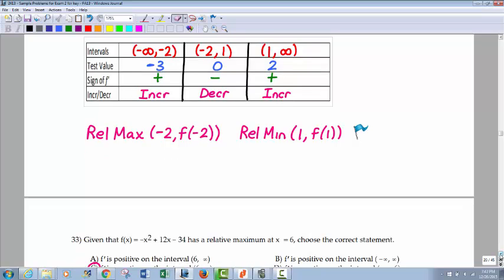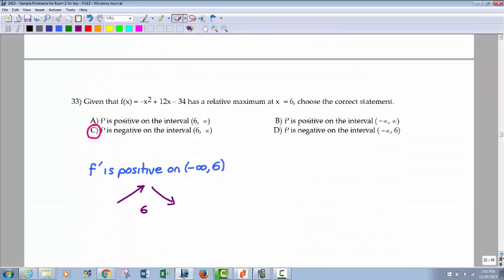Let's see. Okay, so you got a relative max at x equals 6. That means your function would have gone increasing and then decreasing, and that means the first derivative would have been positive before 6. I just drew that right here to indicate the slopes. Positive going up before 6, then down. So that would have made it positive before 6, negative after 6. So clearly that's the correct statement. F prime is negative on the interval from 6 to infinity.